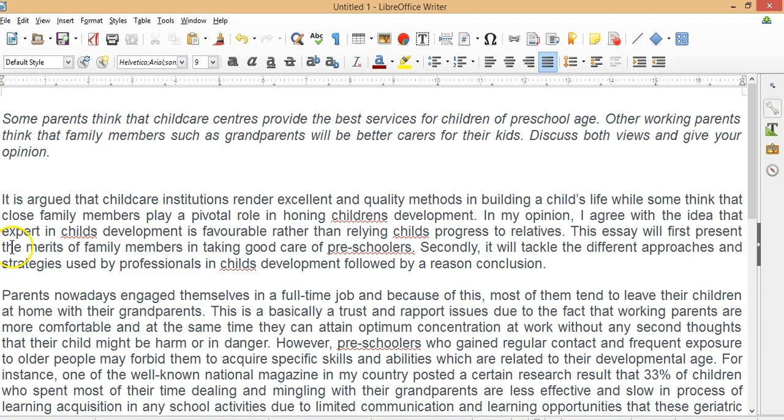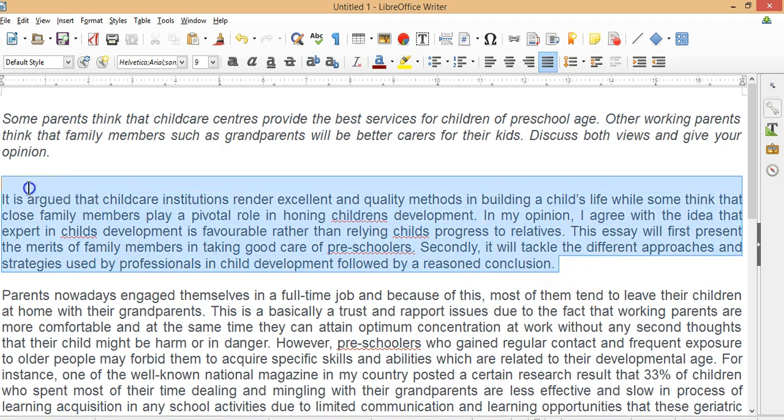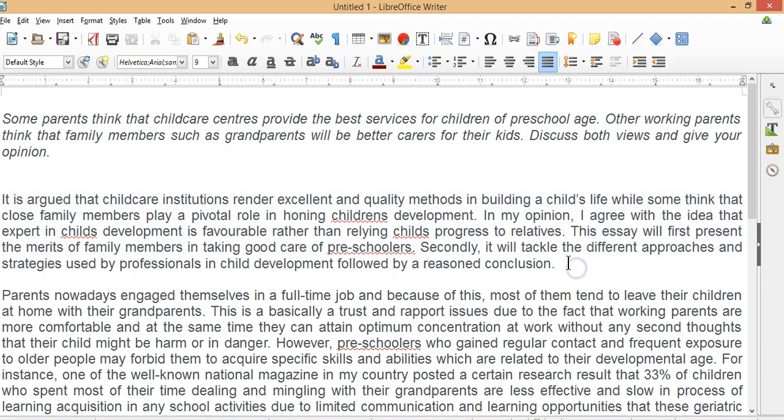Okay, the essay will first present the merits of family members. That's good. It will tackle different approaches and strategies used by professionals in child development or children's development, followed by a reasoned conclusion. So that introduction is not too bad. Okay.